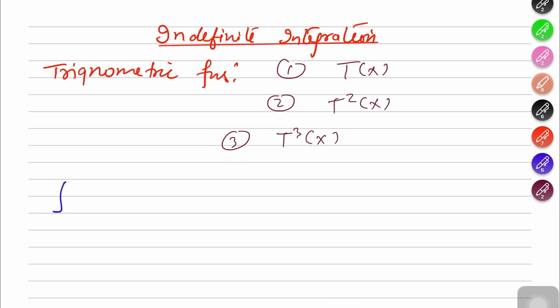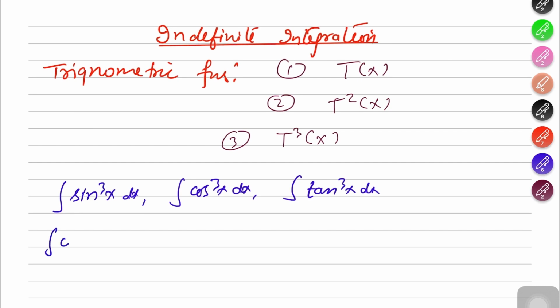that is, sin cube x dx, cos cube x dx, tan cube x dx, cosec cube x dx, sec cube x dx, and cot cube x dx. We have already done the simple trigonometric function, and we have already done the square of a trigonometric function. Now we'll see the cube of a trigonometric function. So we'll solve one by one.